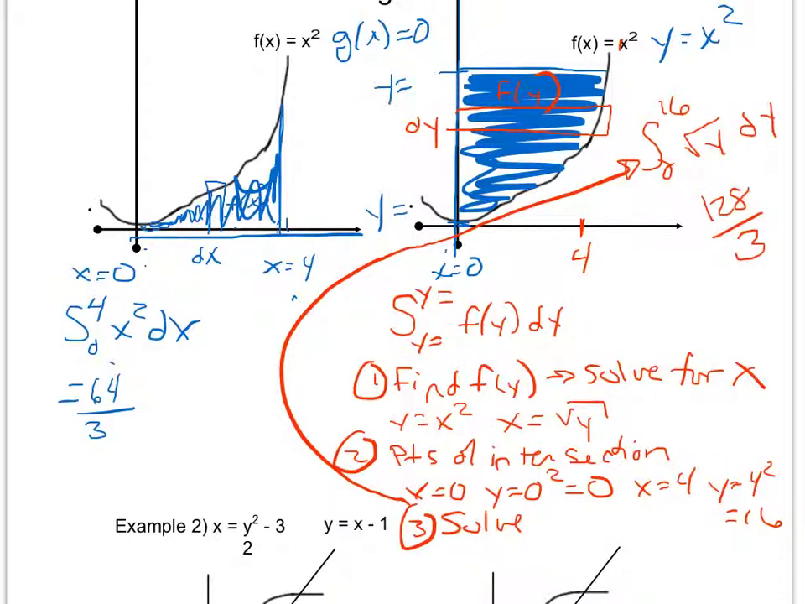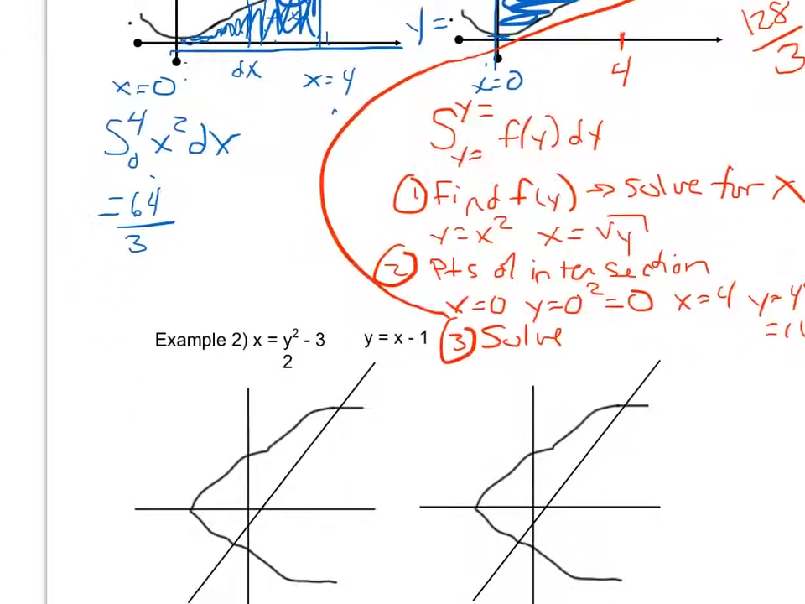Notice that I do get different answers, but remember the difference is, am I finding the area under the curve here, or am I finding the area between these two curves here? So it's about which area I'm asking for, I guess.